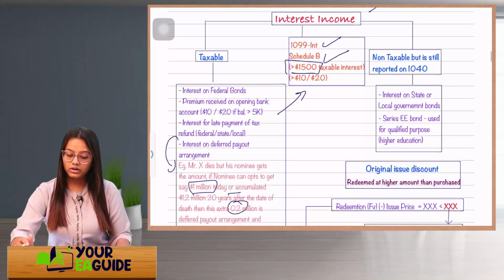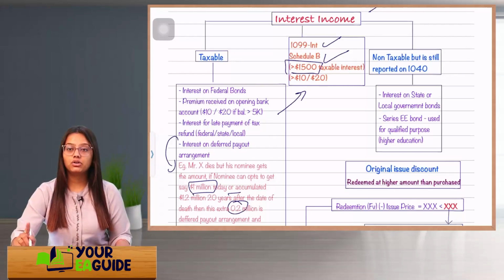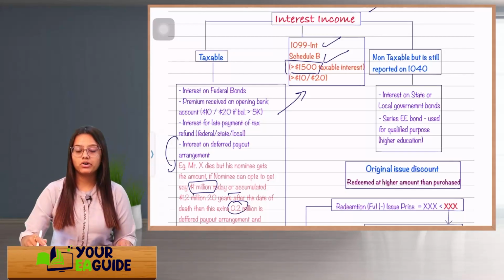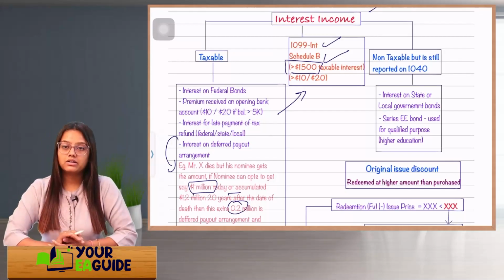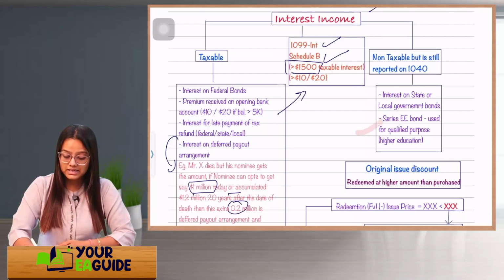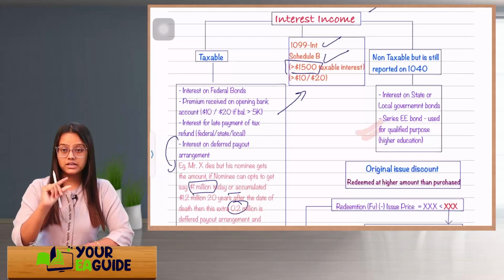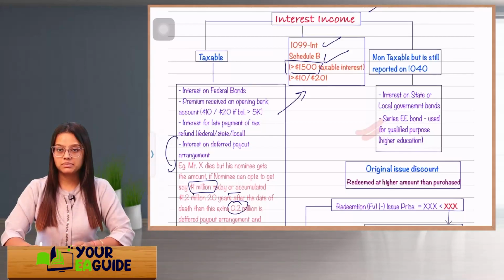Next is non-taxable but still reported on 1040. What are those interests? First one is interest on state or local government bonds, which is tax-exempt interest. If you invest in those bonds and start receiving interest from them, it is non-taxable. Next is Series EE bond: if the interest part, I'm saying guys, the interest part, is used for higher education purposes, then it is non-taxable.